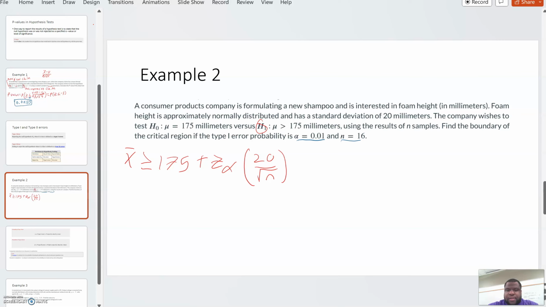Now we can plug in the given values that we have. We know that alpha is 0.01, but since we are looking for greater than mu, I'm actually going to do 1 minus 0.01, which I know will get me 0.99. This is what I'm going to plug into the calculator, or my Excel calculator, to give me what my z value would be, and we are going to multiply that by 20 times the square root of, in our case, 16. So let's go ahead and plug this in.